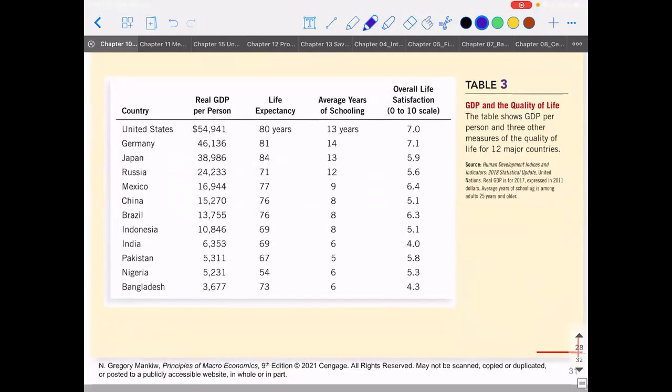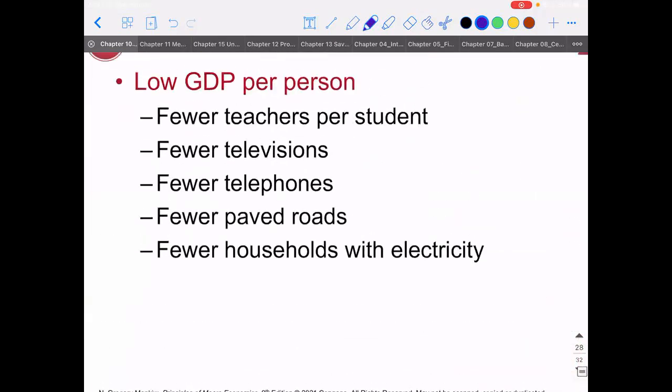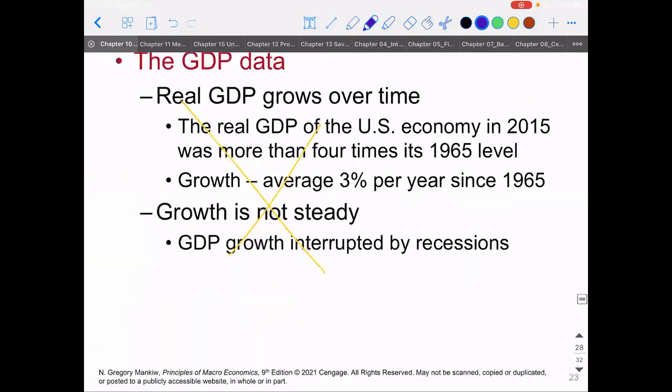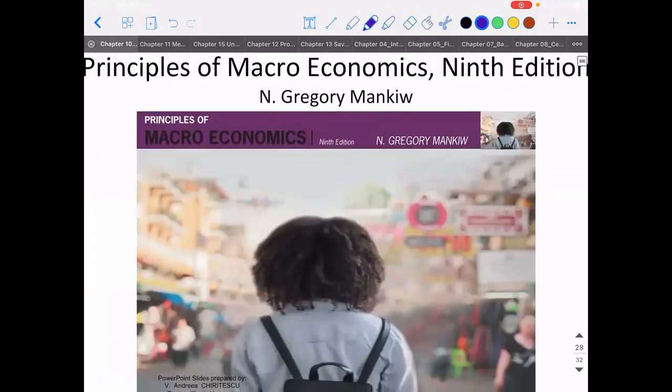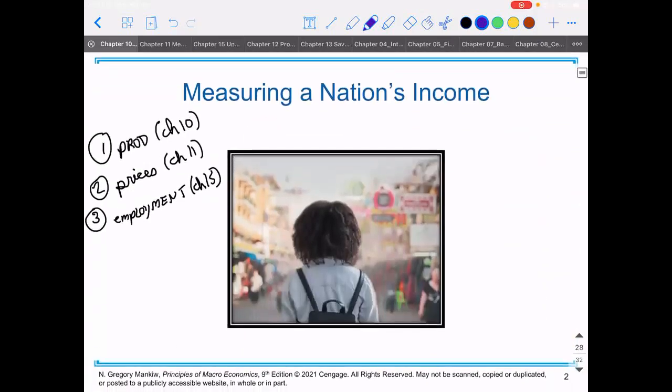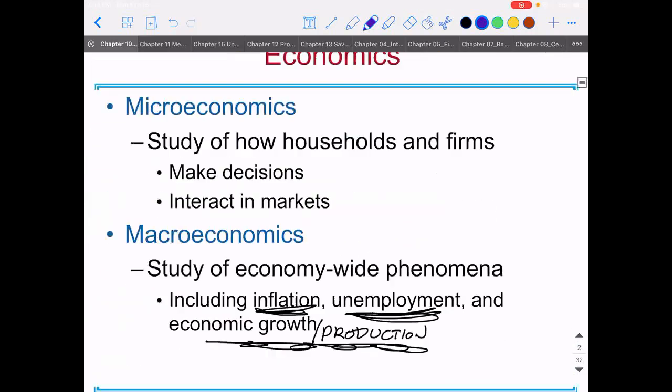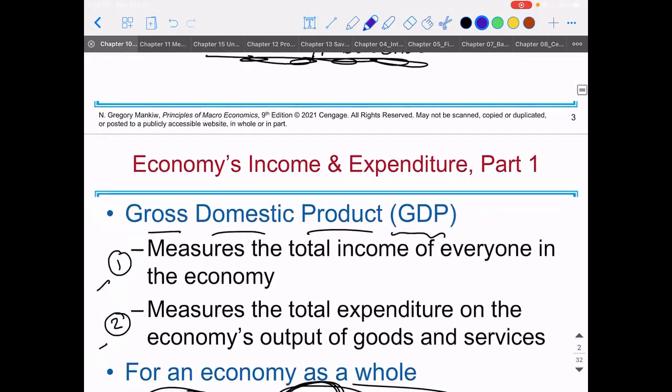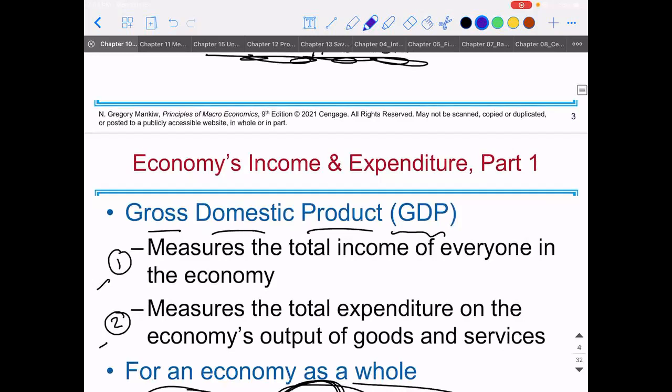Again, these case studies, I'm not holding you responsible for those. So that's our introduction to GDP. And so I'm going to encourage you to do the practice questions that's going to help you now apply these definitions that I've talked about.